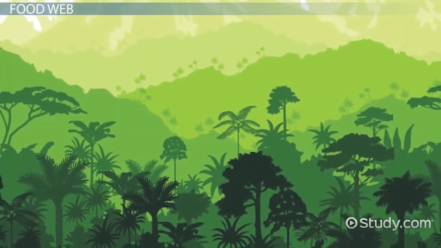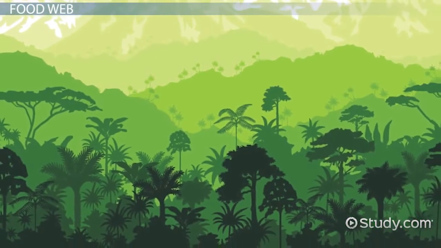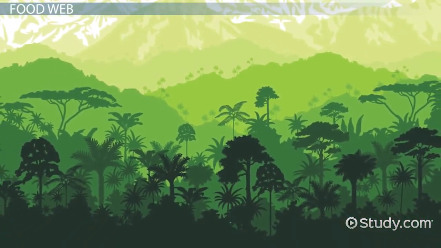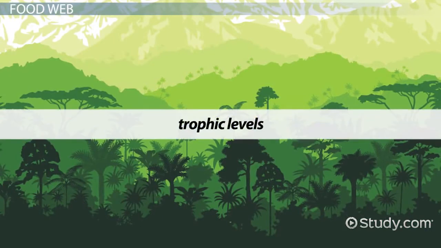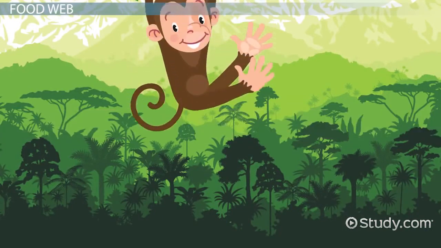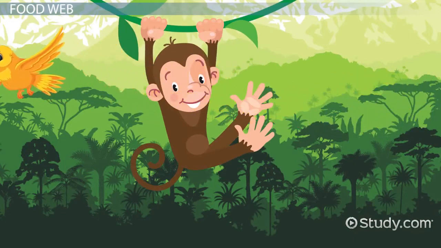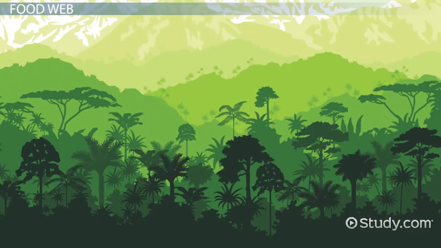The Amazon's tropical rainforest ecosystem can be divided into layers, separating species based on how they get their energy. These layers are called trophic levels. Species can be divided into 4 trophic levels: producers, primary consumers, secondary consumers, and tertiary consumers.